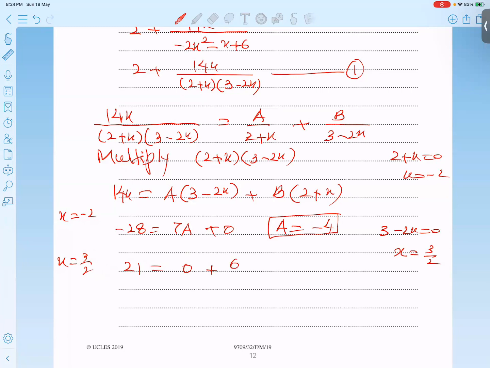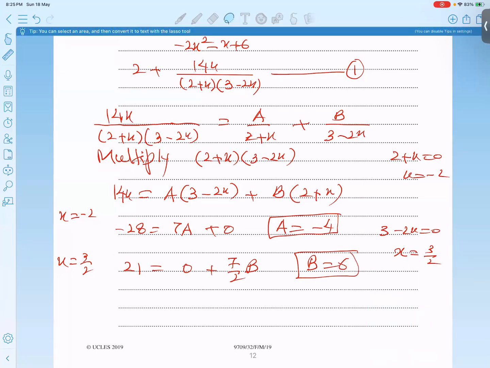Wait a minute, let me check again. When I plug in here, let me check again. 2 plus 3 by 2, so I got 4 plus 3, so 7 by 2 I'm getting. 7 by 2 times 2b. So 2 multiply up and set 3 down. So I got it. 7 threes are, so b I'm getting 6. B I'm getting 6, and the game is almost finished.